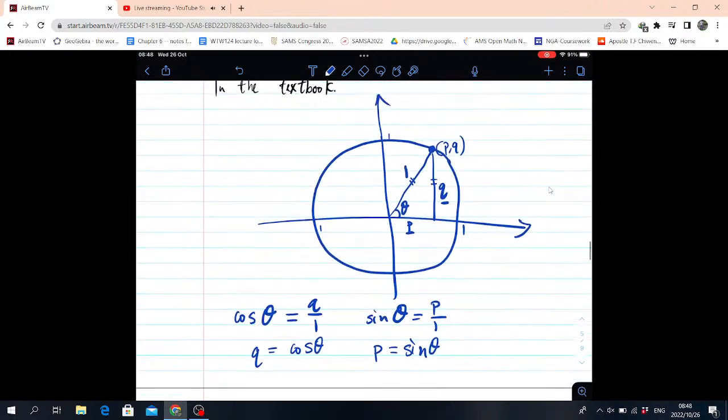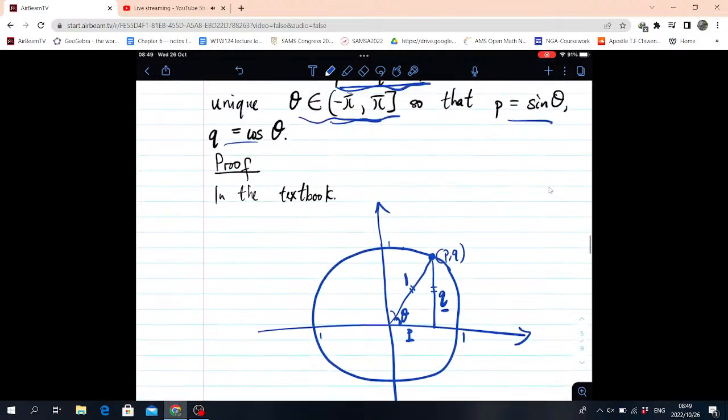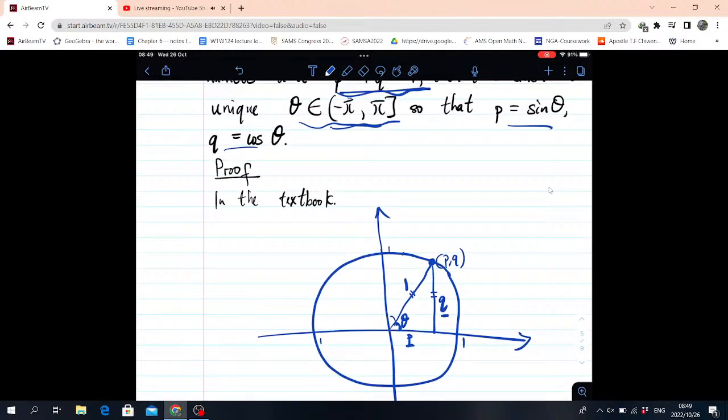So we can see that we get this theta, and this theta is unique, because if you move to another point, you're going to get another theta and so forth. So that's the idea behind this. I hope that illustrates what's happening here.